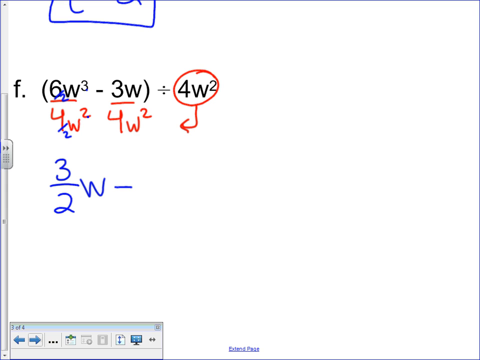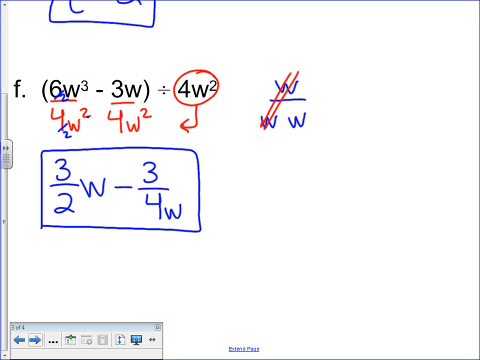4 does not go into 3, so I'm going to write minus 3 over 4. Now there's one w on the top but 2 on the bottom. Notice that one of them cancels, but there's still a remaining w on the bottom. So since there's more w's on the bottom, the remaining w in this problem does go down with the 4. So there's your answer, 3 over 2w minus 3 over 4w. And that's how you divide polynomials by a monomial.